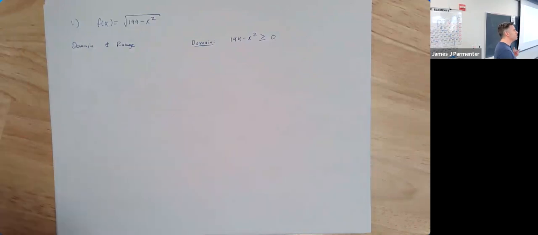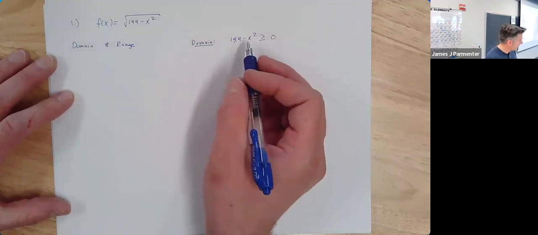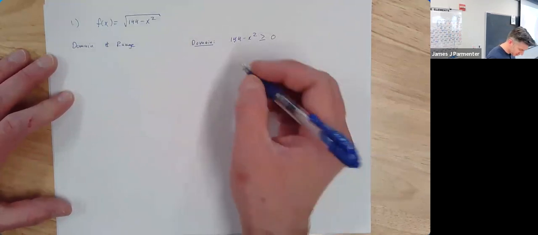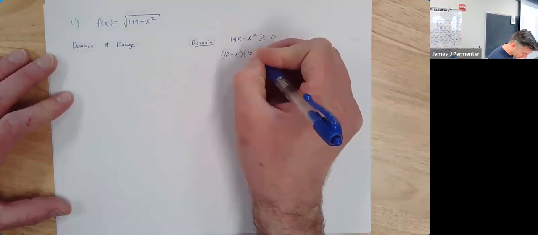And there's a couple ways you could do this. I personally recommend factoring. I don't like taking the square root of both sides when it's an inequality. It's a little bit dicey. So I'm just going to factor this, and I notice that 144 is 12 squared, and x squared is x squared. So I have a difference of squares. This is really 12 minus x times 12 plus x.